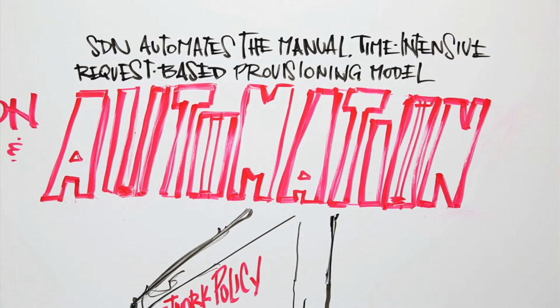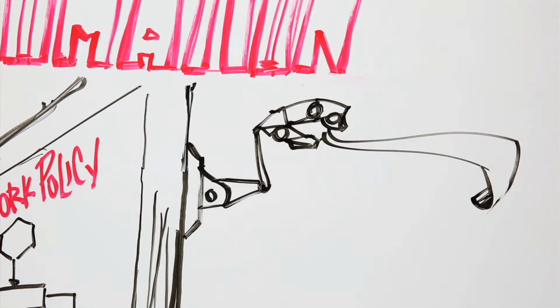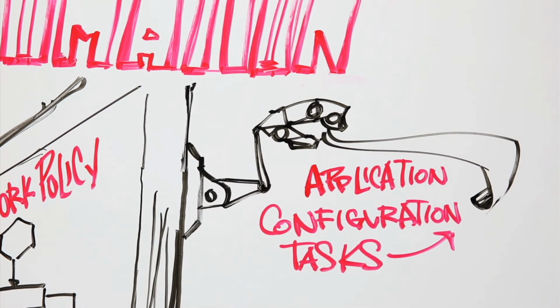SDN automates the manual, time-intensive, request-based provisioning model. The network policy instantiates new application configuration tasks automatically, replacing a laborious, expensive process possibly hundreds of times a day.